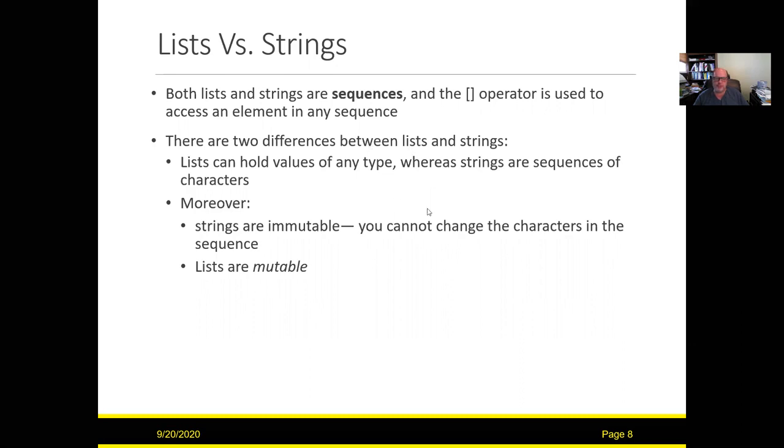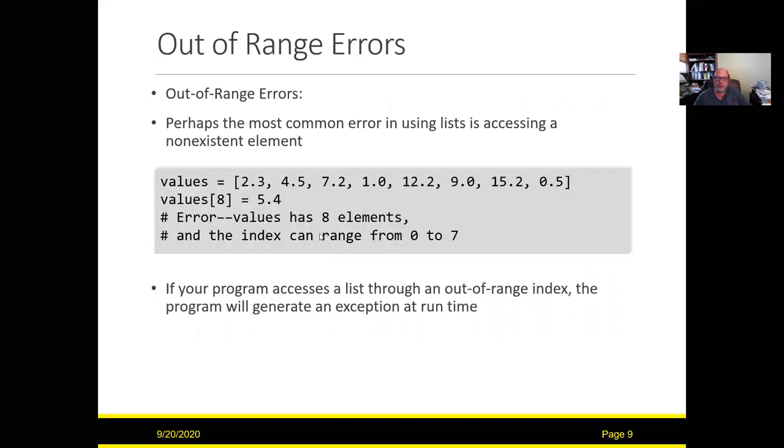One of the things about Python is that strings are immutable, meaning that you cannot change things inside the string, but you can change things inside lists. We can go out of range, and we're going to learn how to handle the exceptions. If we are pointing to an index that doesn't exist, we will get out of range.